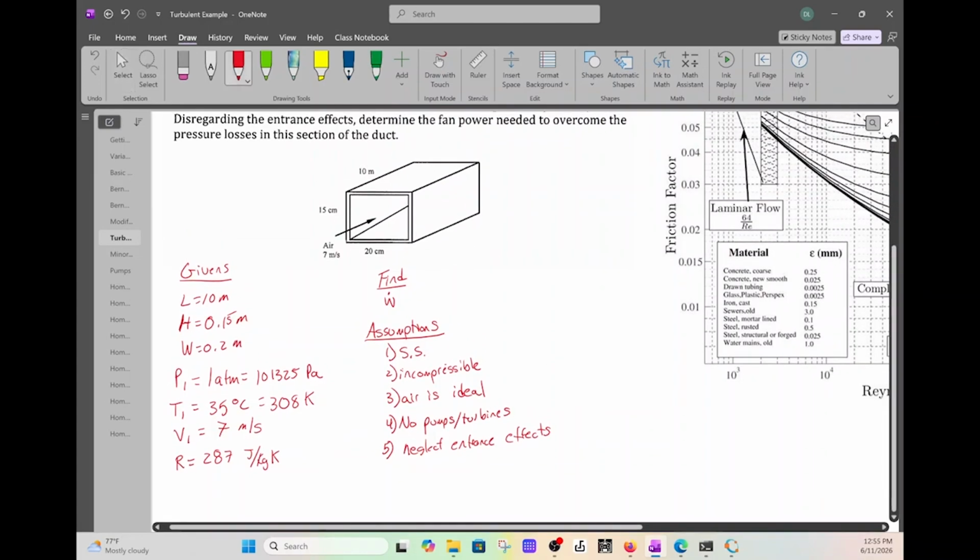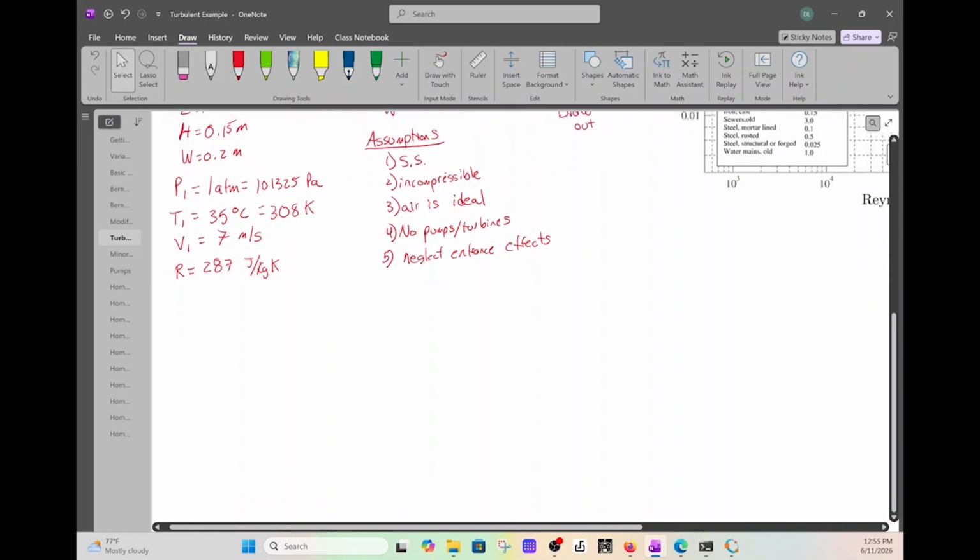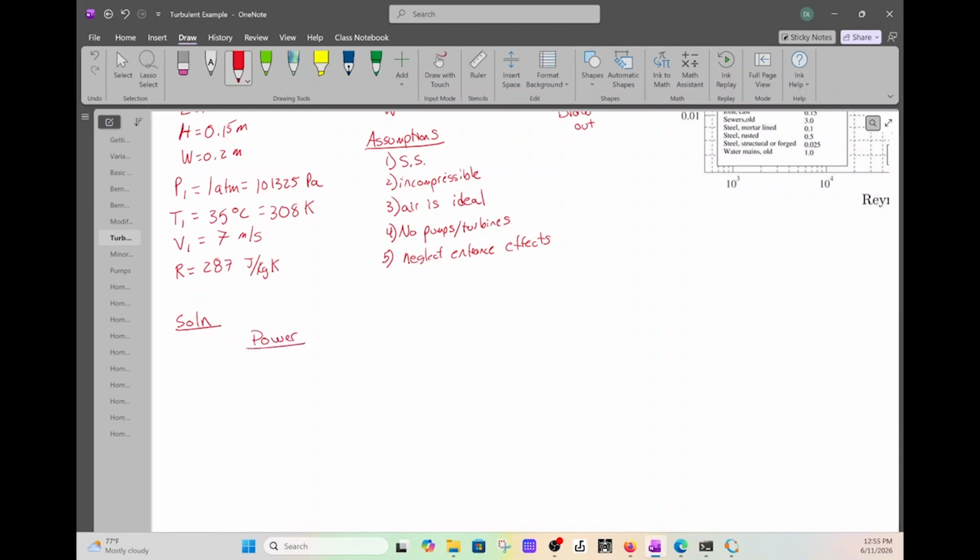And then we have the sketch. Just to save some time, the sketch is right here. But you should probably put that on your paper. Okay? So draw it out. All right, we got the givens, the find, assumptions, sketch, all set up. Now let's start the solution below all of this. Make a heading, and what we're looking for is that power.